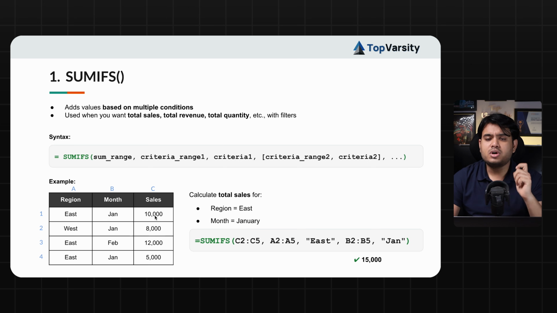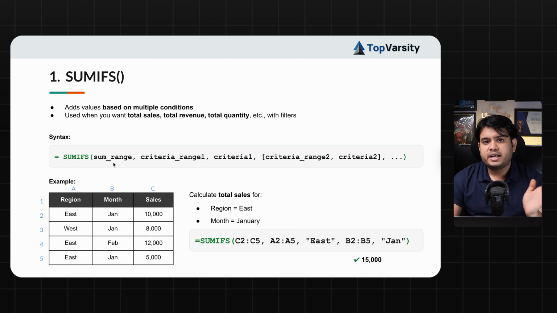But if I ask you, I want to see the region should be East, and in the month of Jan, how much sales we have done in the region of East. That is the problem we are going to solve here. They are asking the region should be East and the month should be January. For that we will use the SUMIFS formula, because we have multiple conditions.